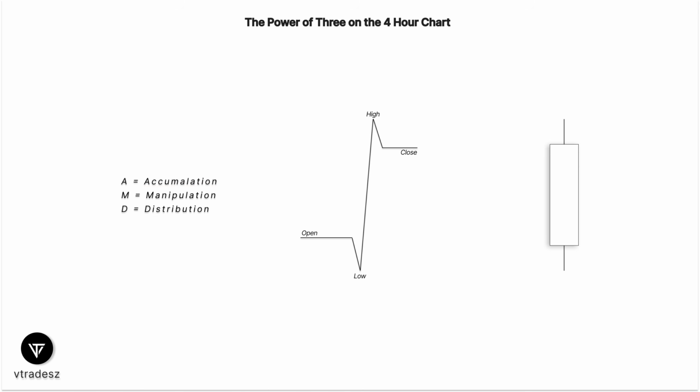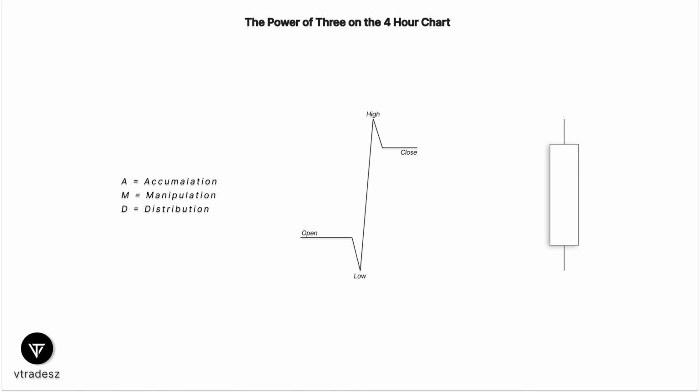You might have heard of the power of 3 or AMD, which stands for accumulation, manipulation, and distribution. We are applying this directly to the 4-hour time frame. Every single candle has an open, high, low, and close. When we are bullish, we are looking for the market to open, create a low, and then expand to a high and close. That move down to create the low is the manipulation.